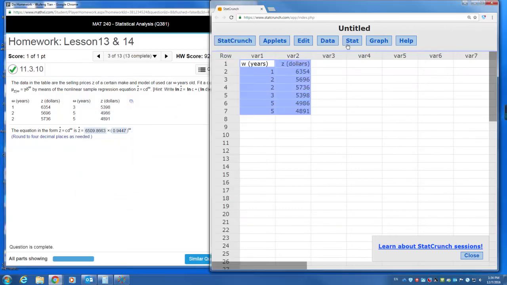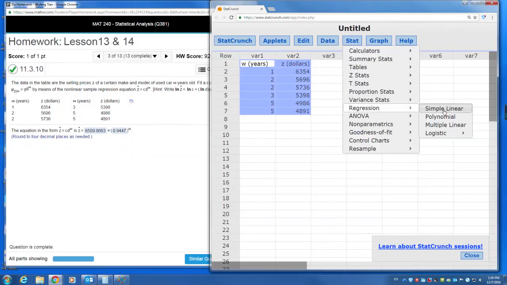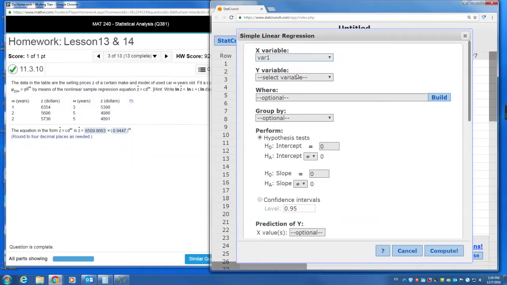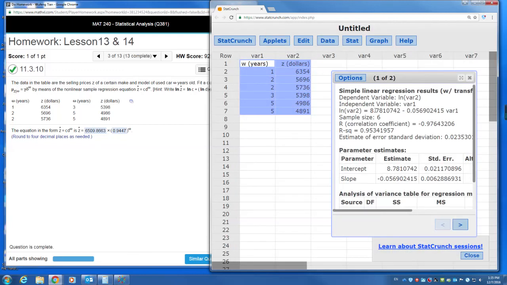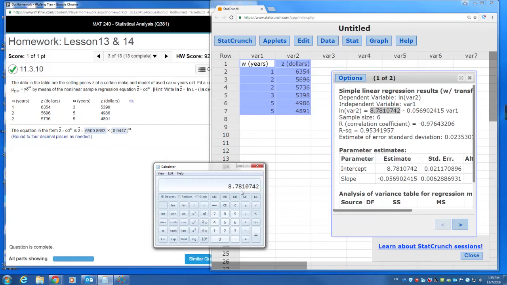into StatCrunch and you do regression, linear regression, and x and y, and then you do a transformation on the y values, take ln on y, but x doesn't change. Then what you have is your ln c, since I'm looking for c d to the omega. So ln c equals 8.78, so c equals e to the power of this number. e to 8.78 is 6509.